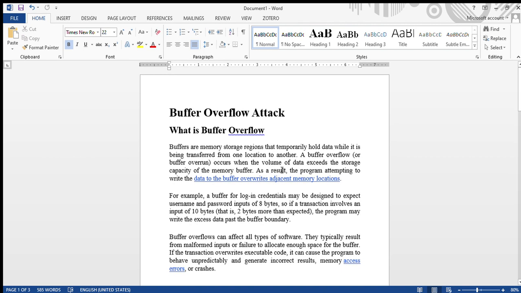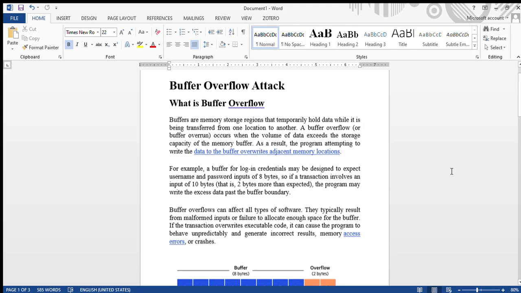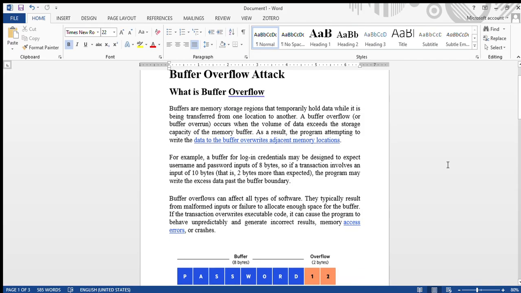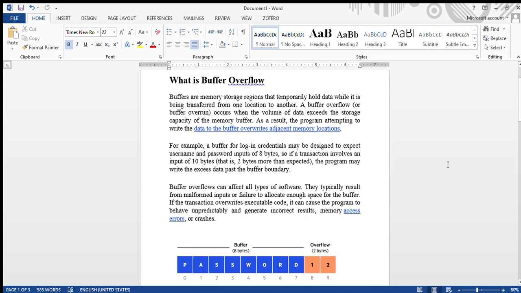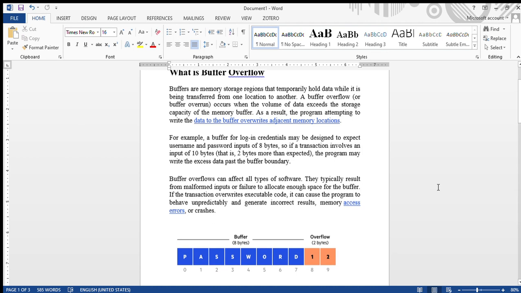This happens as a result of the program attempting to write data to a buffer and overwriting adjacent memory locations. So the adjacent memory locations come under the overflow regions. For example, a buffer for login credentials may be designed to expect a username and password input of 8 bytes. If a transaction involves input of 10 bytes, the program may access data past the buffer boundary. For any buffer memory, there is a certain limit. After that limit is reached, it goes into an overflow region.